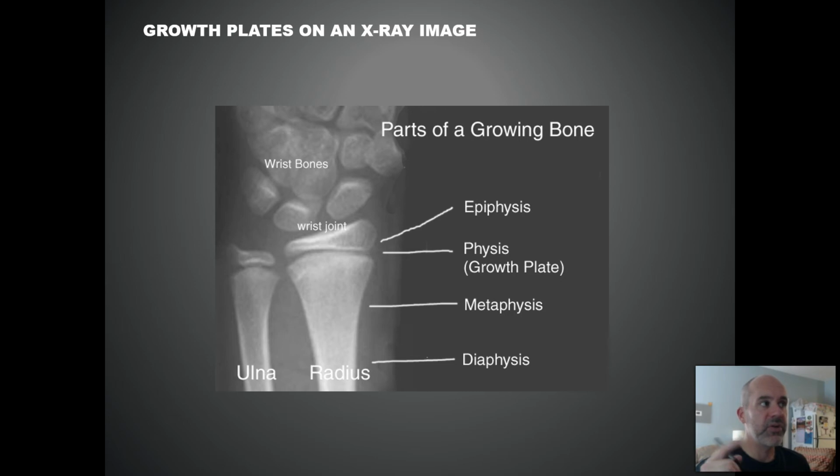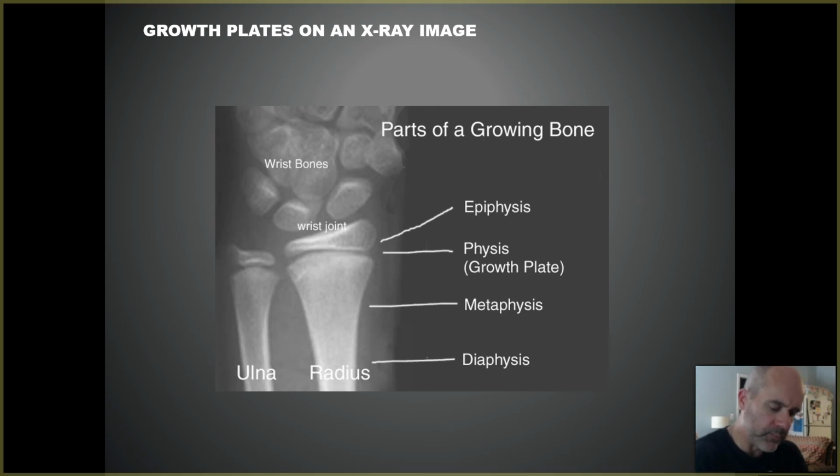Here's actually an image of growth plates on an X-ray. So if you have an X-ray taken of a long bone before your growth plates have closed, you will actually see the growth plates on the X-ray. Of course, your bones look white on an X-ray, but notice the little darker areas right there and over here. Those indicate open growth plates on the X-ray.